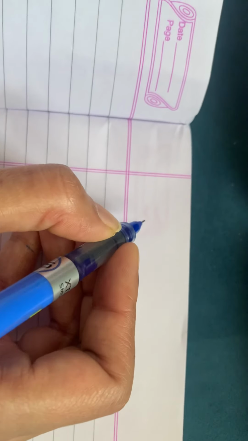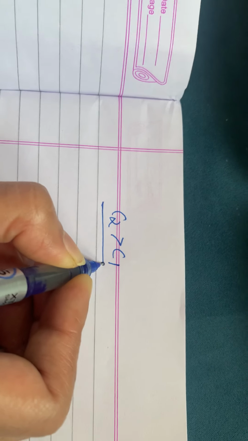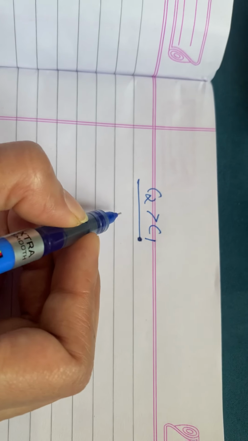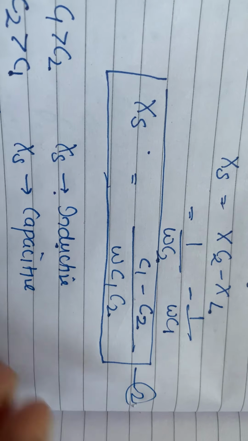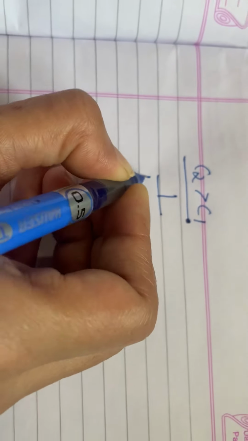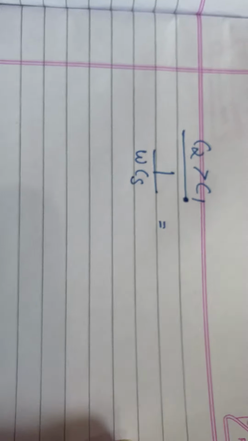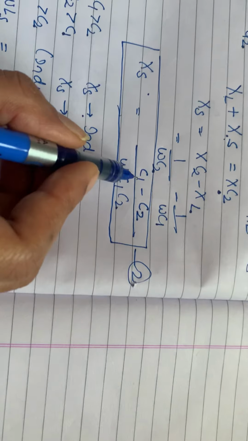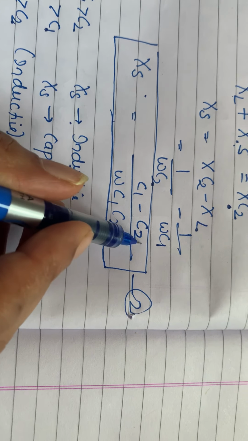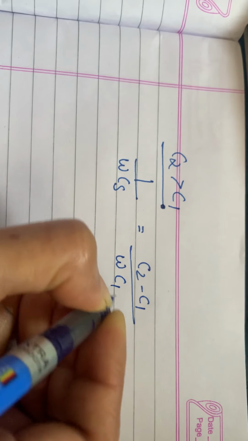Now coming to the second case, suppose C2 is greater than C1. Now when C2 is greater than C1, we know that it is capacitive reactance. So in place of XS in this equation, we are just simply going to substitute 1 upon omega Cs. Since C2 is greater than C1 here, instead of C1 minus C2, we are going to write C2 minus C1. So this will be C2 minus C1 upon omega C1 C2.